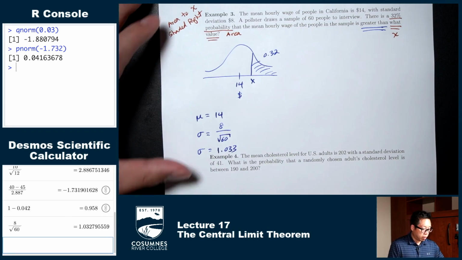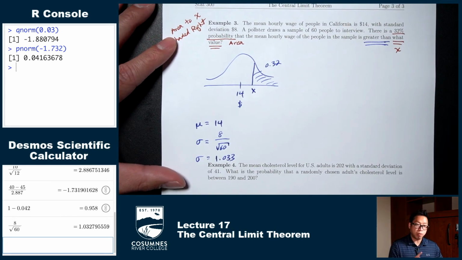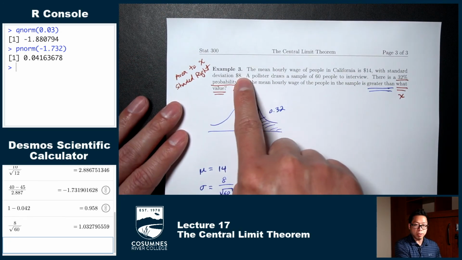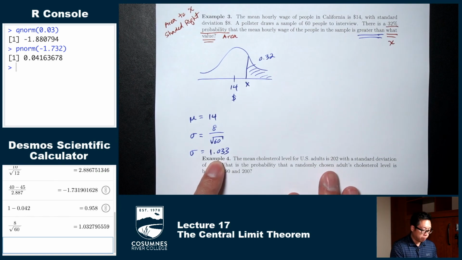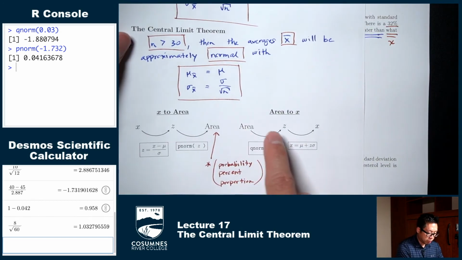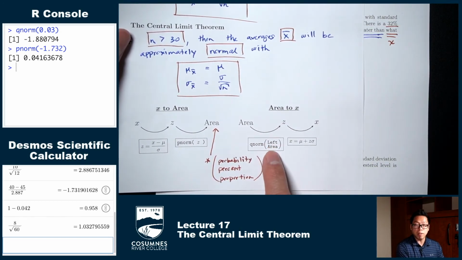So this is an area to X, shaded right. Same process as in the previous lecture. The only thing different is just remember to use the adjusted standard deviation instead of the original standard deviation. So we'll be using 1.033 as our standard deviation. Area to X. First thing I need to do is area to Z by doing a qnorm left area.